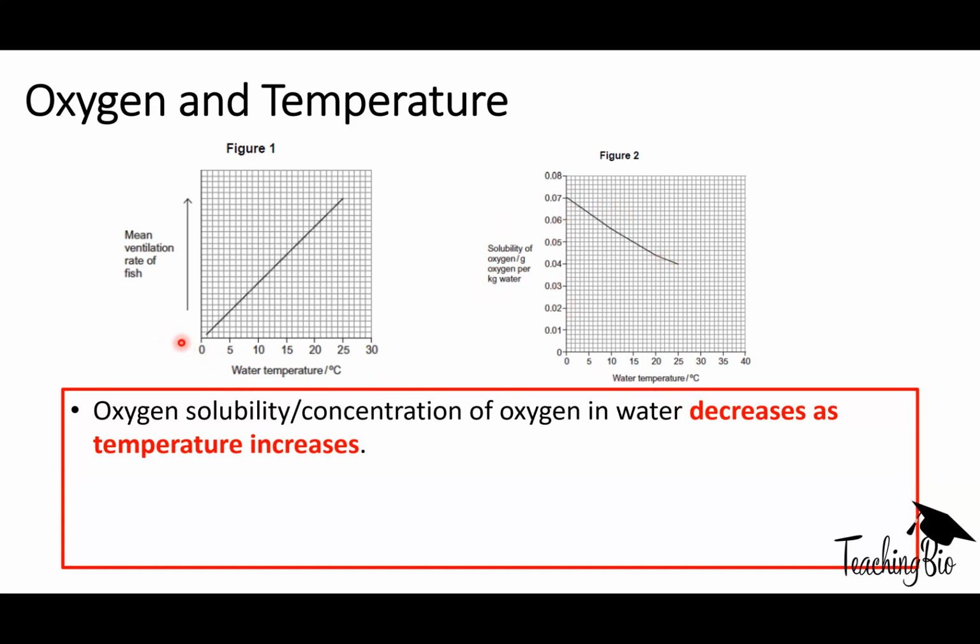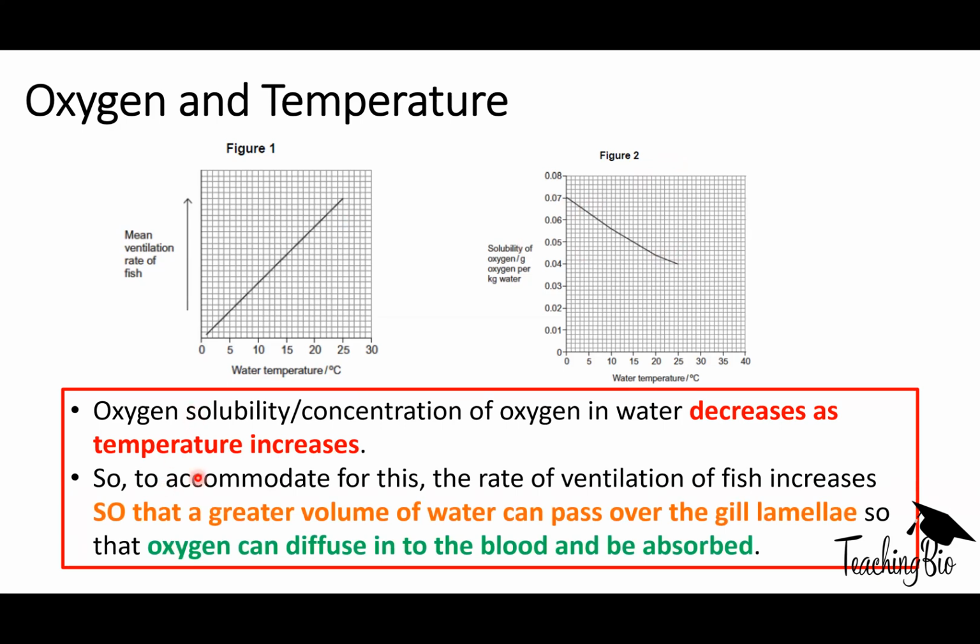As a result, the fish has mechanisms whereby it will increase its rate of ventilation to accommodate for that change. So the rate of ventilation increases so that more water can pass over the gill lamellae, okay? More ventilation will mean, thinking back to the mechanism of ventilation, that more water will enter. So therefore, there'll be more of an increase in pressure once it closes its mouth and raises its buccal cavity, so that more water can be forced across the gill lamellae, so that oxygen can diffuse into the blood via the countercurrent mechanism and therefore be reabsorbed.